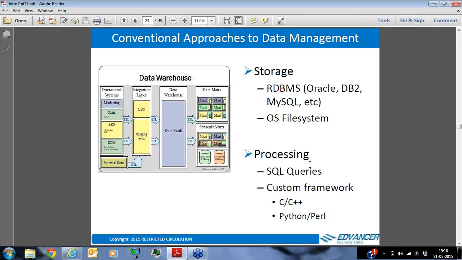The conventional processing approaches are usually through SQL queries, especially if you are on a database management system. A lot of you may have worked on SQL. Or a custom framework if the operating system file system is being used, where you write frameworks or code in C, C++, Python, or Perl to do ETL or process this kind of data. But this conventional approach has a lot of problems when we talk about such large amounts of data, data being generated at a high speed, data in varied formats, or in one word, big data.